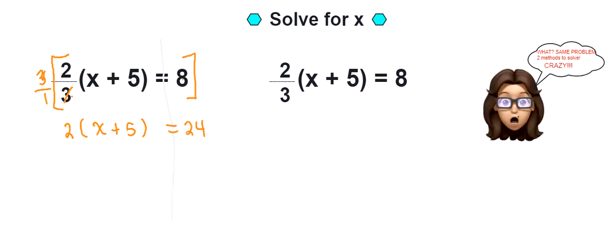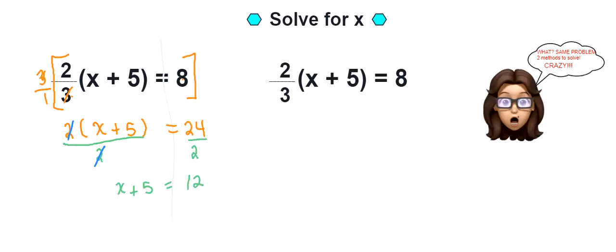Now, again, you have two different methods you can do from here. If I read this, it's 2 times the quantity x plus 5 equals 24. In the problem, they're multiplying by 2, so why don't we divide by 2? And when we do that, we get x plus 5 equals 12. And why is that? Because on the left side, the 2's cancel. 2 divided by 2 is 1. Now, the problem's getting smaller, isn't it?